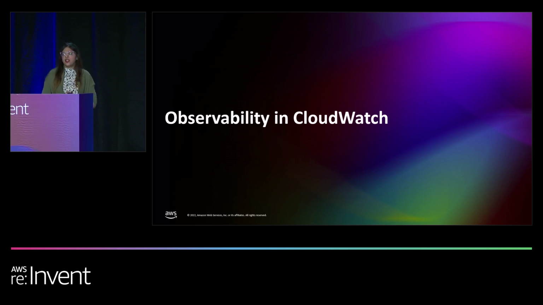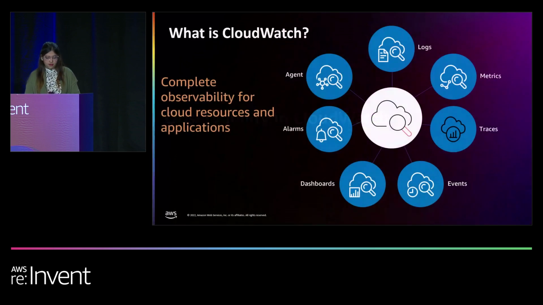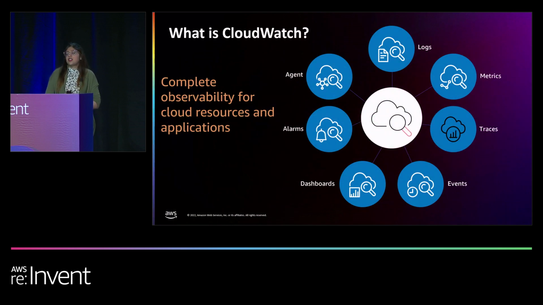I know this is a 300-level session, and many of you in this room are already experts in CloudWatch. But just to level set, I'll provide a quick refresher of observability in CloudWatch. So CloudWatch is the native observability platform in AWS with the primitives of logs, metrics, and traces that you can use to monitor your resources and applications on AWS. You can alarm on these, generate custom dashboards, and even publish events on which you can automate some actions.